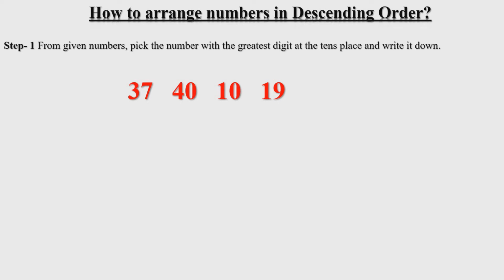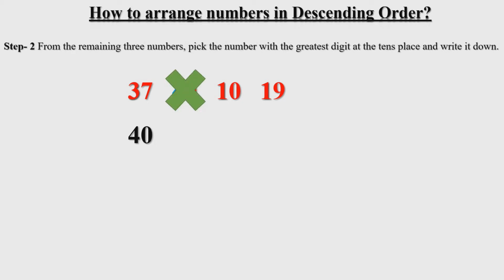As the numbers are 37, 40, 10 and 19. तो यहाँ हम टेंस प्लेस के डिजिट्स को कंपेयर करते हैं. 3 in 37, 4 in 40, 1 in 10 and 1 in 19. Which is the greatest digit in these? Correct. 4 of 40. So, firstly we will write 40 in answer and cut it from the question.